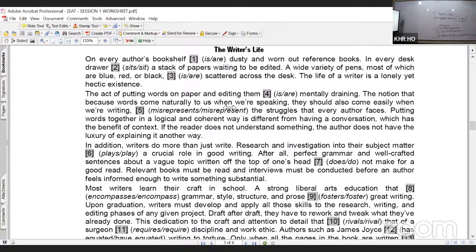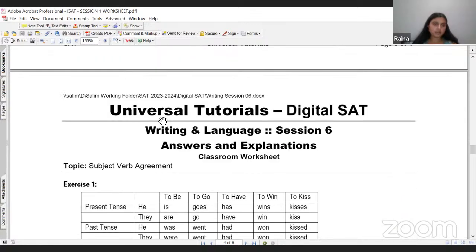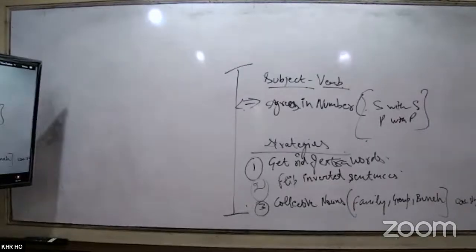Okay. Raina, any doubt? No, besides the one we went over, I'm good. Yeah, that we have already covered. Sorted now for you also. Okay, I'll move on to the second session. Session 2, if you guys are comfortable.